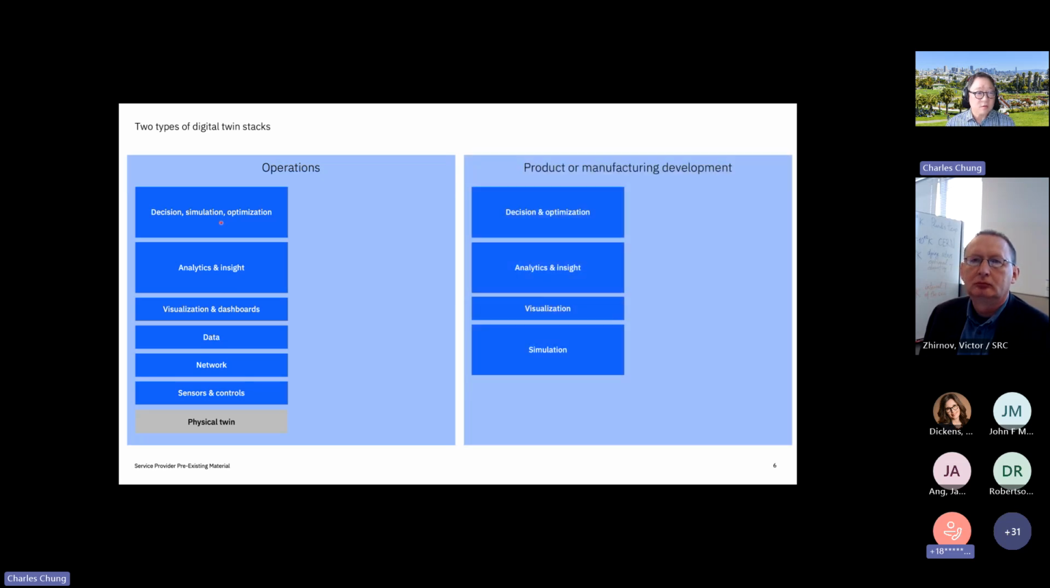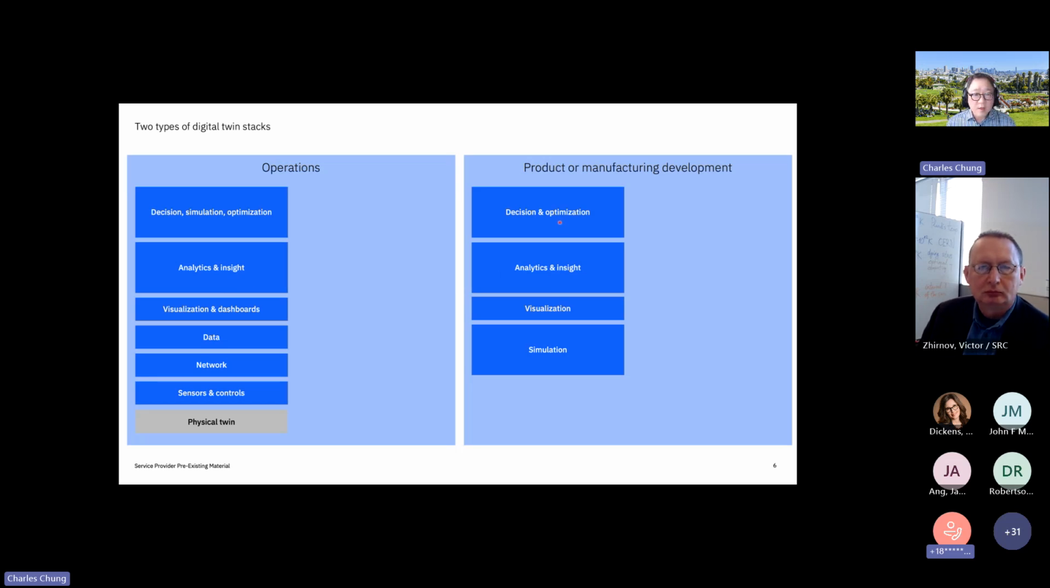The other digital twin stack that I think of is one where there is no physical twin because you're developing it. What takes the place of the physical twin is a simulation layer, and a visualization is built upon that. Again, you have analytics and insight and some decision and optimization step after that.